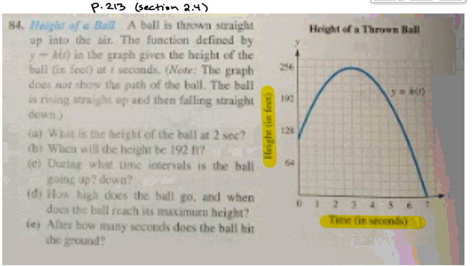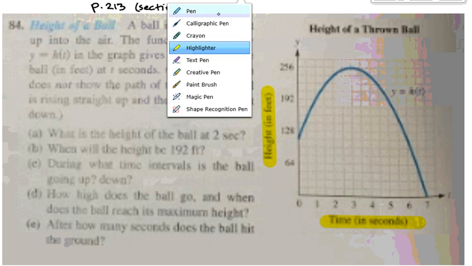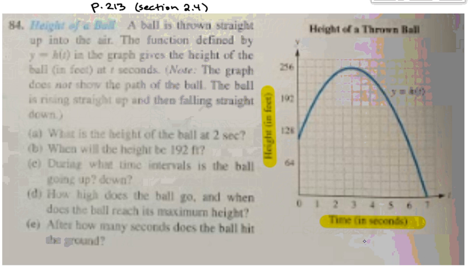A ball is thrown straight up into the air. The function defined by y equals h of t, the graph, gives the height of the ball in feet at t seconds. Note, the graph does not show the path of the ball. The ball is rising straight up and then falling straight down. So what that's telling us is the ball is doing something like this. Starting right about at this height, being thrown straight up. Imagine that was straight. And then going straight down.